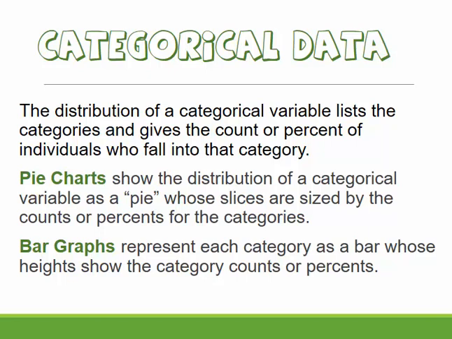Pie charts show the distribution of a categorical variable where the pie represents the whole and the size of the slices represent the percent of the pie that they take up. Or you can make bar graphs where the heights represent your counts or your percents. And frequency is another word that we use sometimes for the counts. We talk about the frequency, the number that fall into each category.